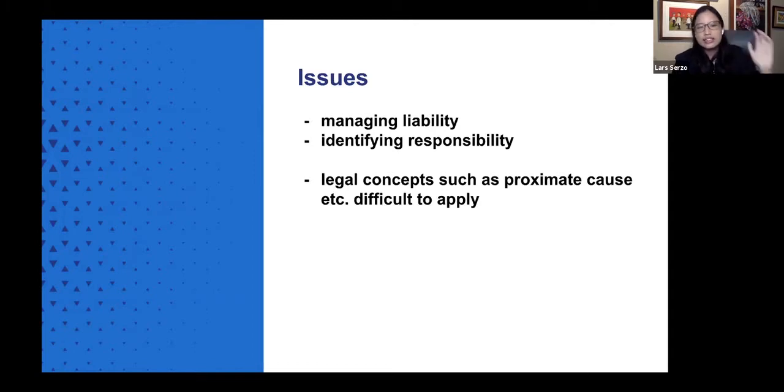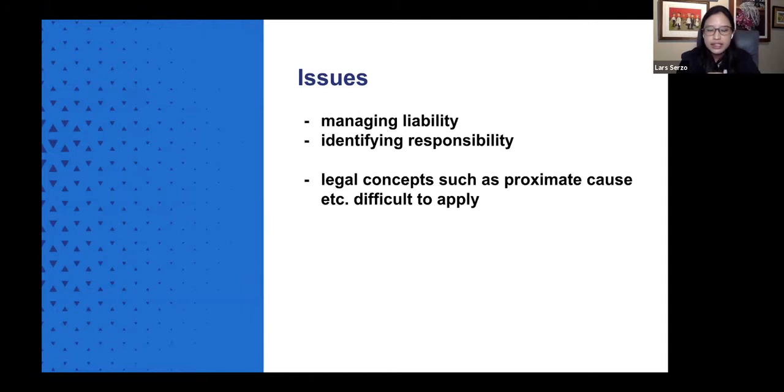And just to summarize, I think the main legal issues when it comes to AI are how to manage liability in case of harm, and how to identify responsibility and accountability. And of course, we can argue that the traditional concepts of tort and quasi-delict could apply, but it's not that easy to identify, for example, whether the AI is the proximate cause of the harm.